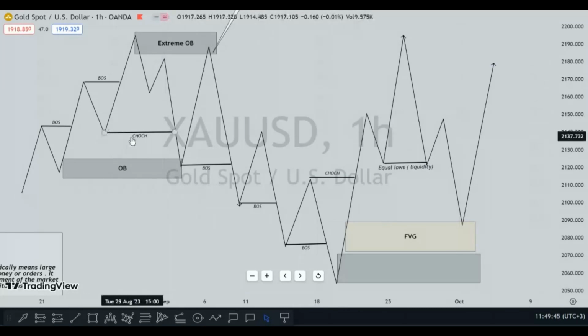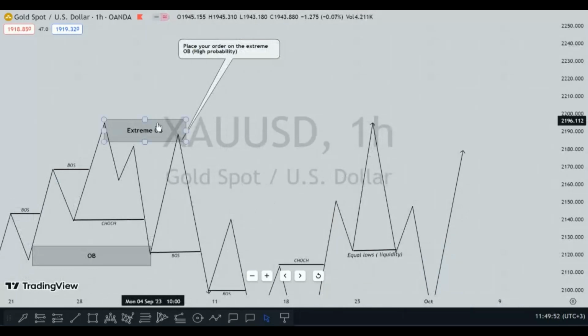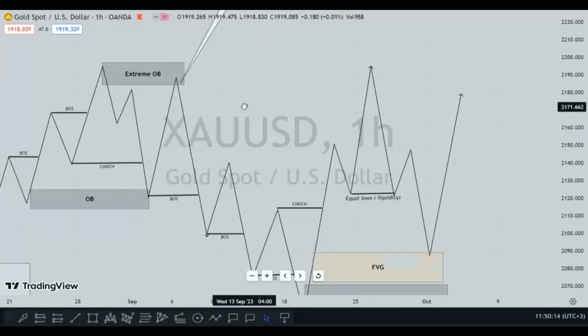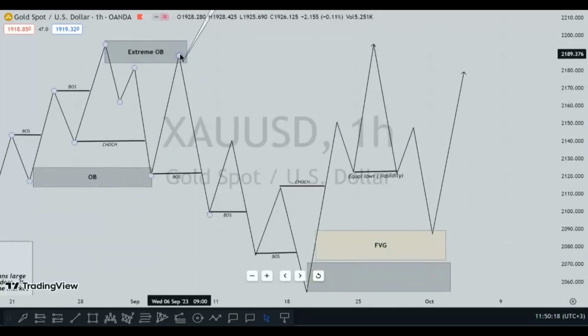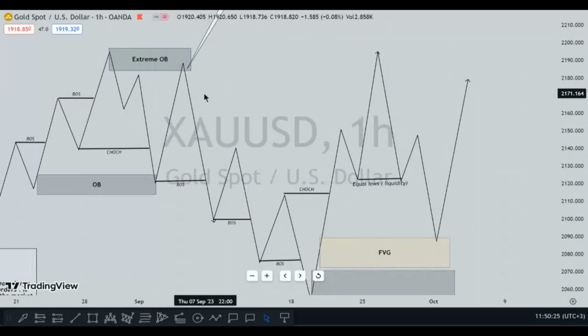So as you can see, after this change of character, the market moved up, mitigated this extreme order block where the big institutions have placed their bids, awaiting for them to trigger. So these extreme order blocks are usually high probability ones. Now, after price mitigated this extreme order block, it's a nice zone to take an entry. I'm not showing you how to take entries now, but I want you to understand the basic principles that we are discussing.